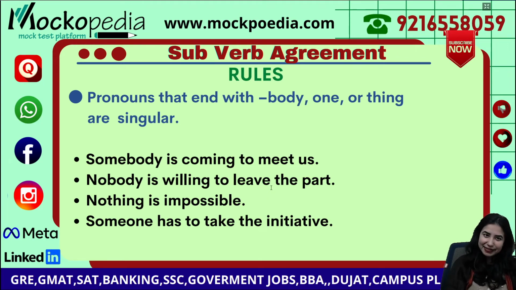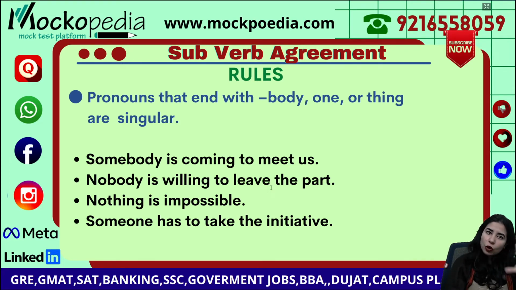Okay, let's take some examples. Somebody is coming to meet us. Somebody is singular, so you're going to use the verb is. Nobody is willing to leave the party. So with nobody, what have we put? Is. Nothing is impossible. Someone has to take the initiative.